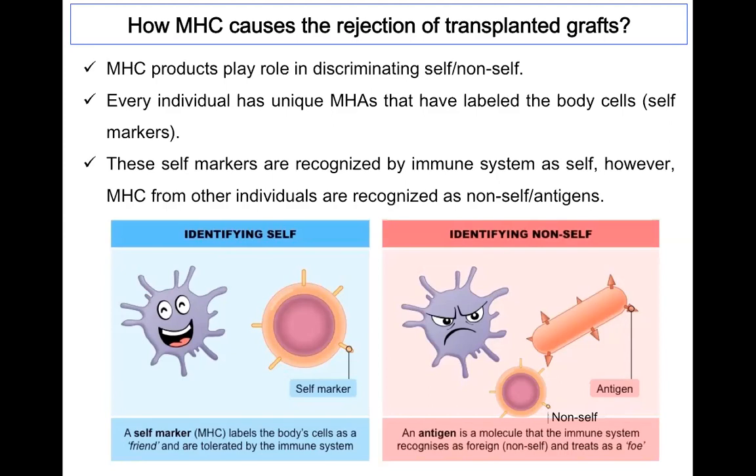But in the other picture, when the tissue is coming from another individual, what happens then? These act as non-self, and this non-self also acts like an antigen, which the immune system recognizes as foreign. So what is meant by non-self?